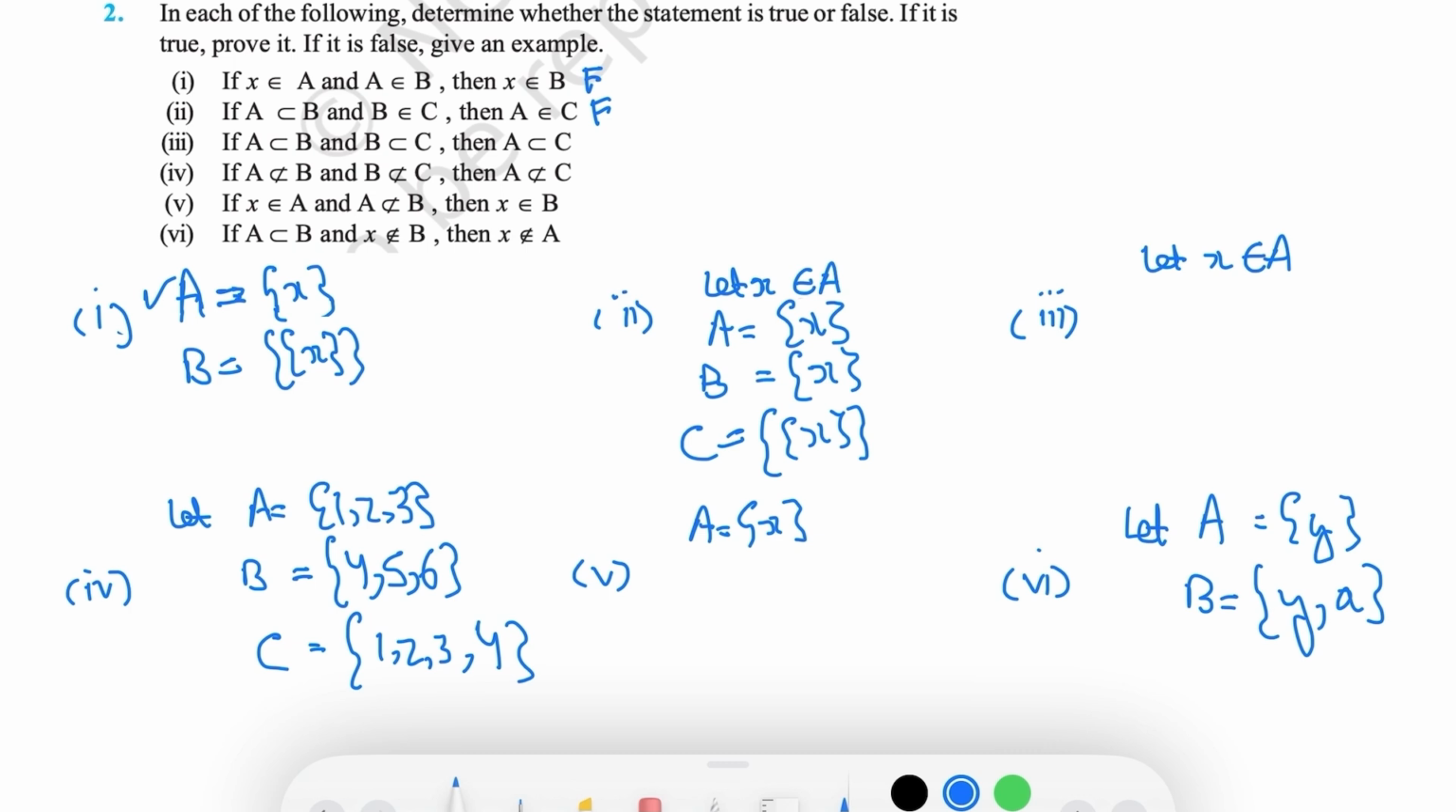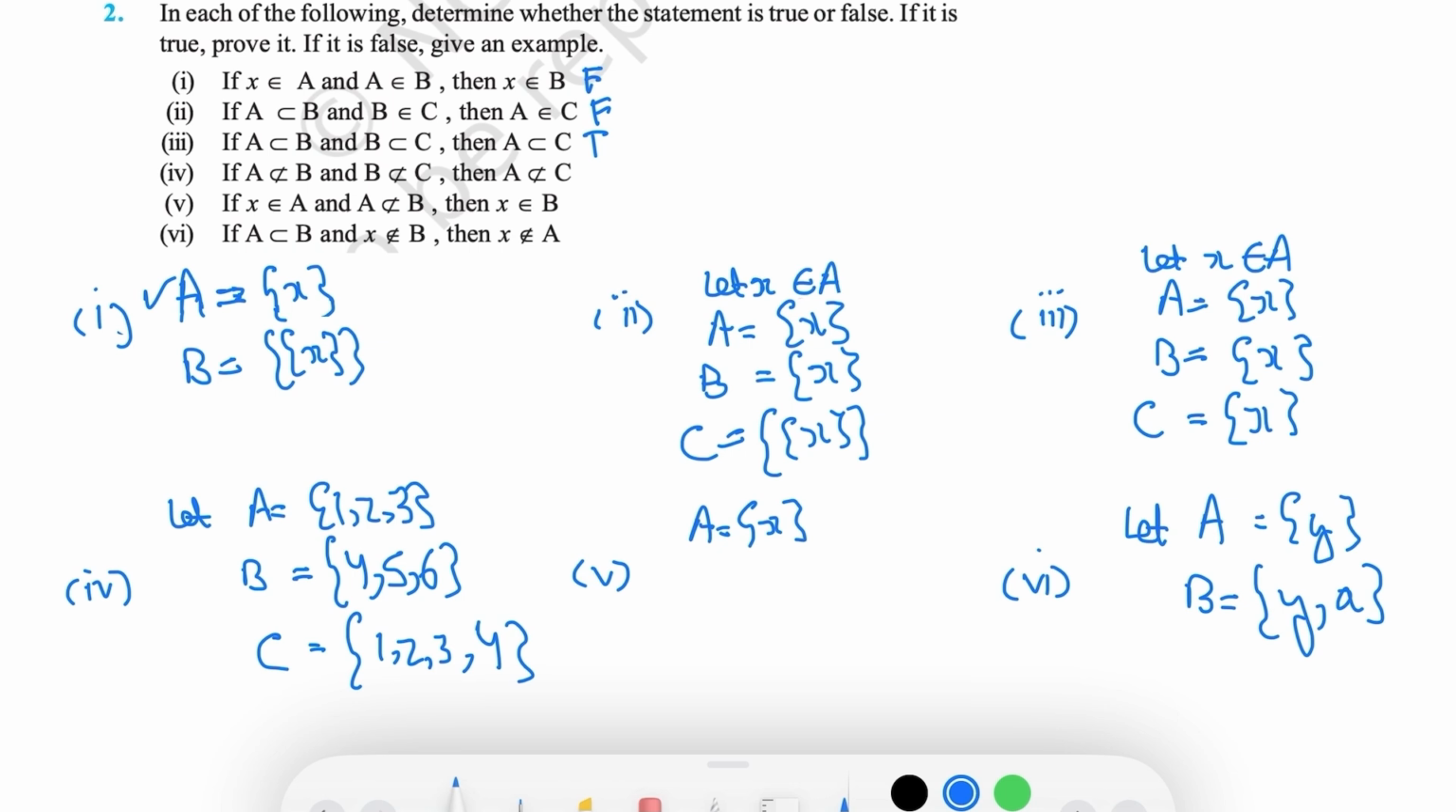If A is a subset of B, that means every element of A is in B. And B is a subset of C. That means every element of B is in C. Then A is a subset of C. That means every element of A is in C. That is correct. So this is true.